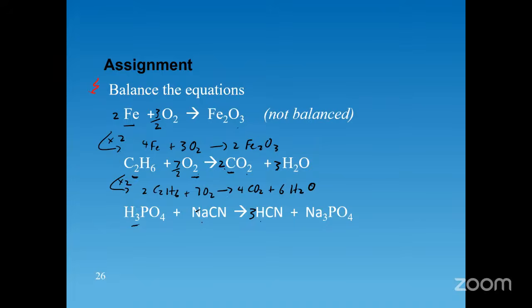Then we get to the sodium. The sodium is not balanced because we have 3 here, and we have 1 here. So I'll put a 3 here, and then the carbons, let's see, we have 3 carbons here, 3 carbons here, and we have 3 nitrogens here, 3 nitrogens here. So now the equation is balanced. All right? And that's how that is done. Okay? All right, any questions about this one?